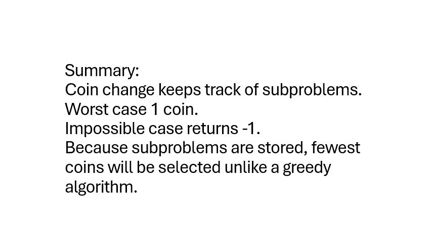So, a summary of this: the coin change algorithm with dynamic programming keeps track of subproblems to help with faster processing. So if the target's the same multiple times or similar multiple times, it doesn't have to do a bunch of math again. The worst case is one coin. In impossible cases, it returns -1. And as I mentioned, because the subproblems are stored, it will automatically know what the fewest coins possible will be for a similar target or the same target immediately after the first iteration of this to determine how many coins are needed.